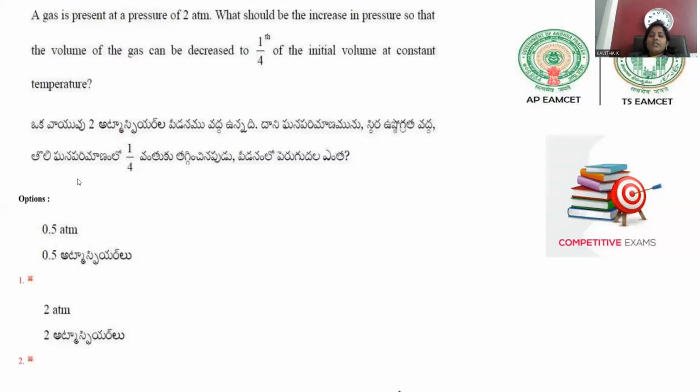Move on to another question. This will be the last question of the session. A gas is present at a pressure of 2 atmospheres. What should be the increase in the pressure so that the volume of the gas can be decreased to 1/4 of the initial volume? Pressure and volume are inversely proportional. As we raise the pressure, volume will be compressed, because by applying the force all the molecules get compressed, so pressure and volume are always inversely proportional to each other at constant temperature.